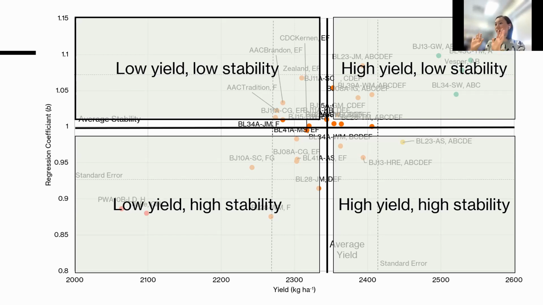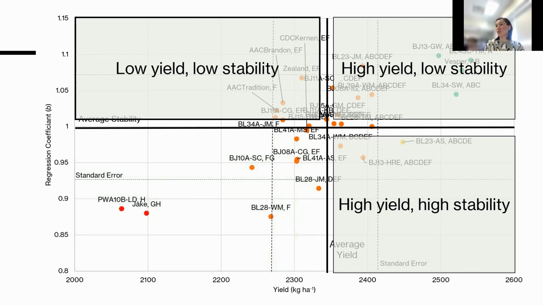So we have 4 quadrants. We have a low yield, low stability quadrant, which is down here. So you can see that the yield is low and the regression coefficient is low. And so these genotypes did not respond to better environments as much as others.